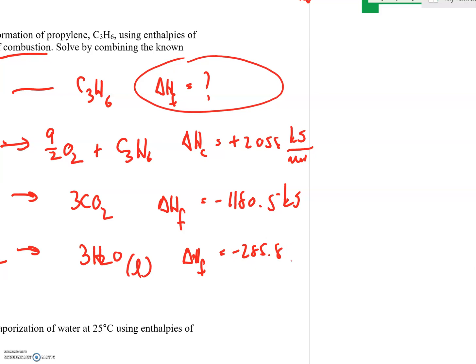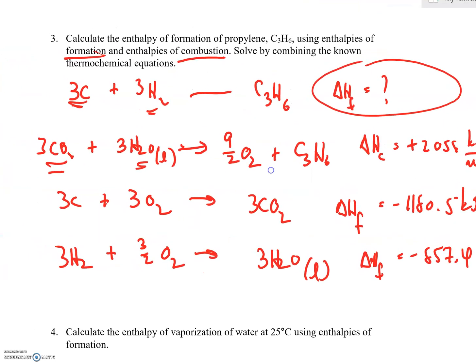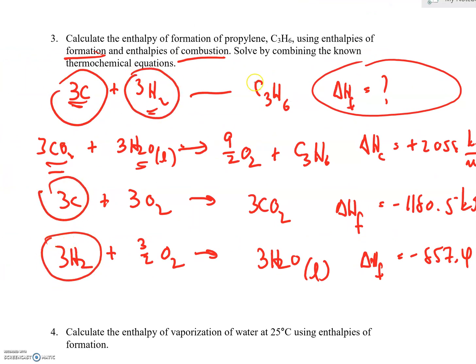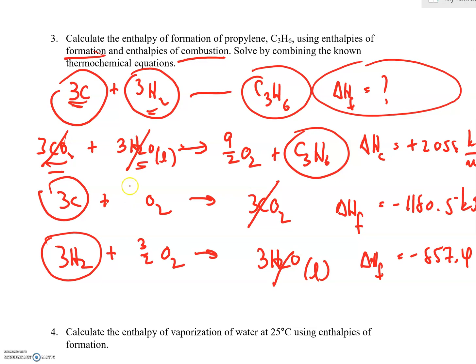So that means this is 857.4. It's a negative number. All right, let's double check to make sure that all of these line up. 3 carbons, 3 carbons, 3H2, 3H2, C3H6, C3H6. Everything else should cancel. 3 CO2 cancels, 3 H2O cancels, and if we rewrite 3 O's as 6 halves of an O2, that means we have 9 halves on this side and 9 halves on this side.